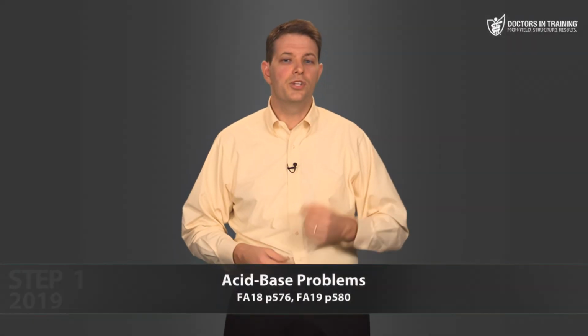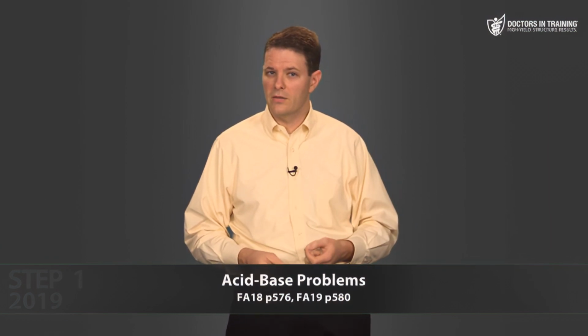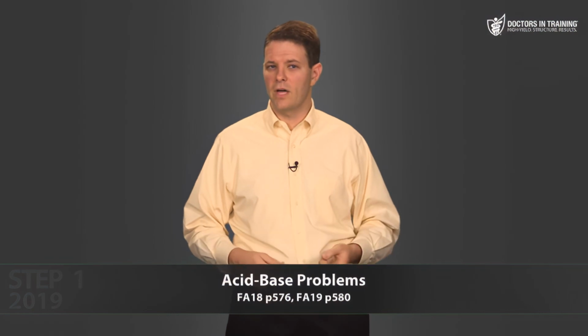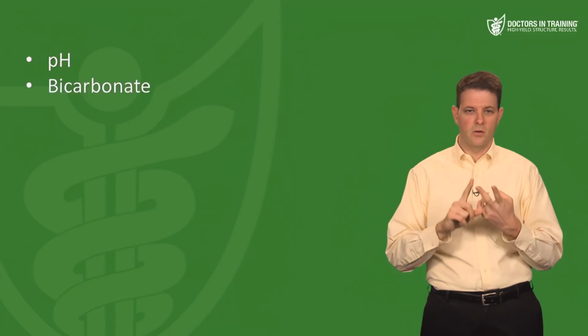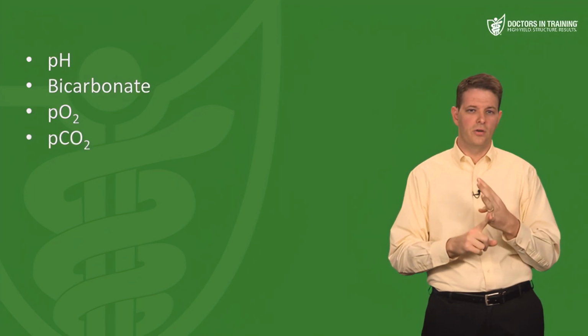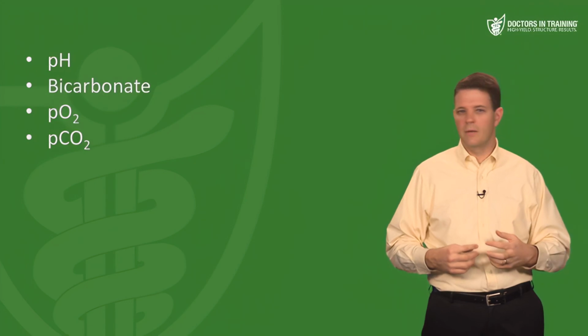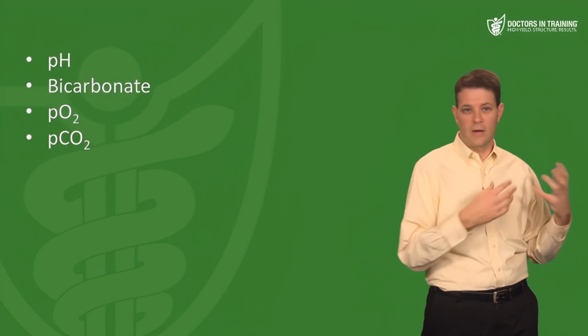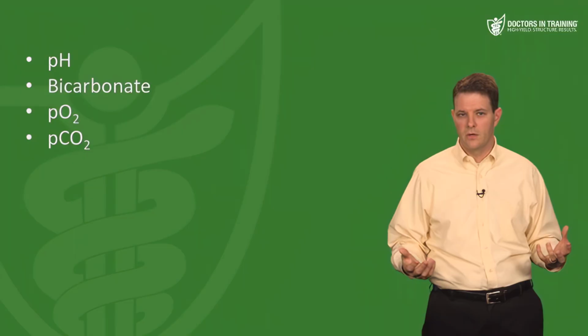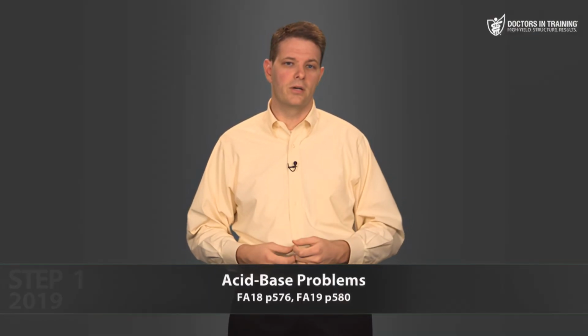Let's talk about how you would determine what type of acid-base disorder a patient has based on an arterial blood gas. With an ABG, you're going to get several values: serum pH, serum bicarb, partial pressure of oxygen, and partial pressure of CO2. So, how do you use these numbers to determine whether you're dealing with a metabolic acidosis or respiratory alkalosis or whatever? Well, for starters, there's our old friend, the Henderson-Hasselbalch equation.